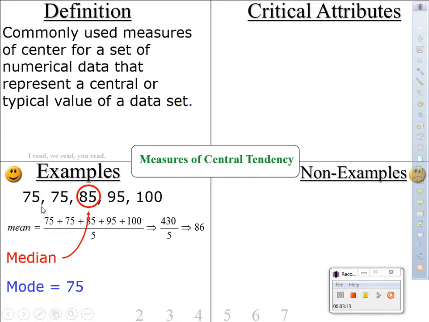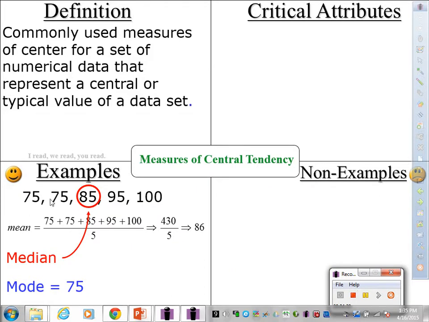Now, there are going to be times when 2 things happen at the same time. For example, what if I had another 85 here? What would be our mode? 75 and 85. If I had an 85, then we would have 2 modes, 75 and 85.